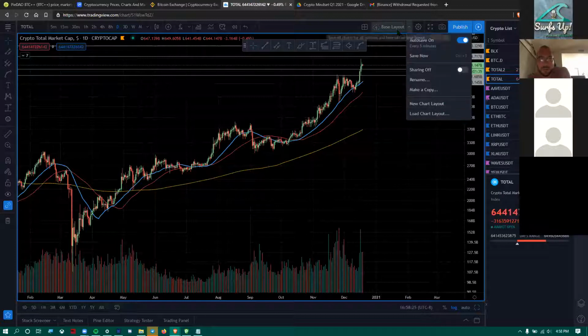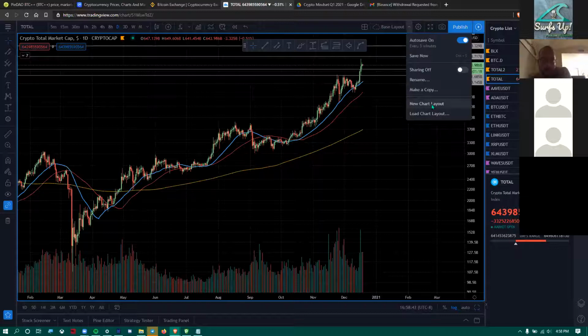Mine says base layout. I don't know what yours says. I named mine base layout, but you can do a new chart layout. And then basically what happens is as you do your charts and set them up, it'll save every 5 minutes. And when you get off the computer and get back on, everything will be there. You don't have to reset everything up.